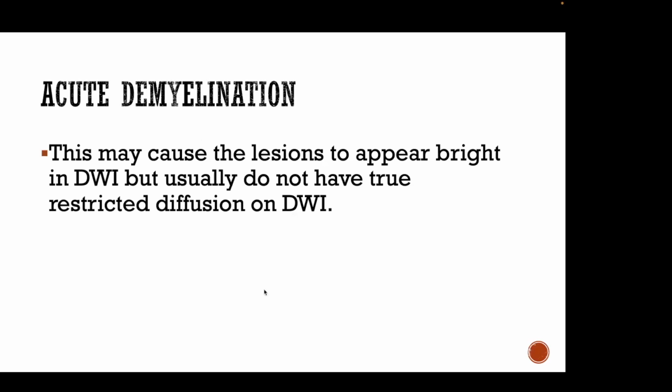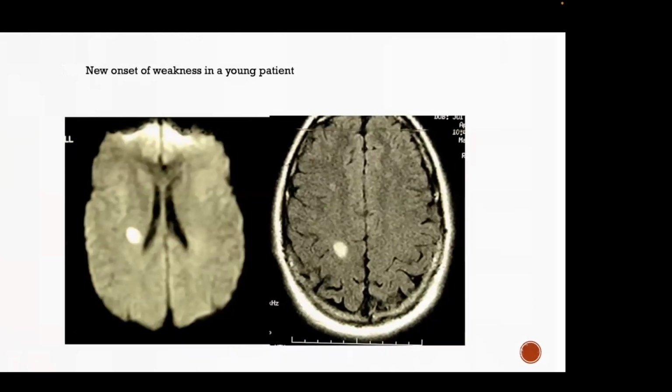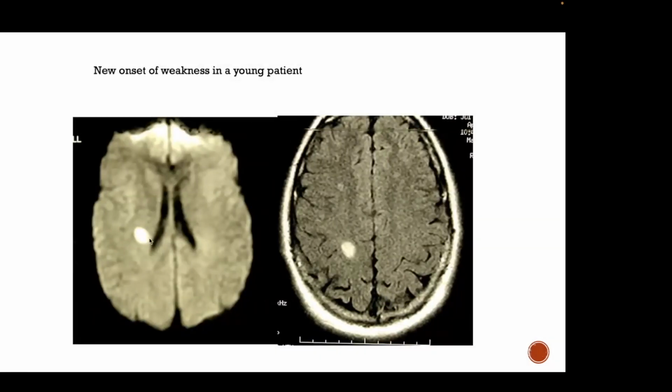Acute demyelination is one that's not typically talked about, but occasionally acute demyelinating lesions like this one can show high signal intensity on the diffusion weighted scan. So again, don't assume that you're looking at infection and infarct in all these cases.